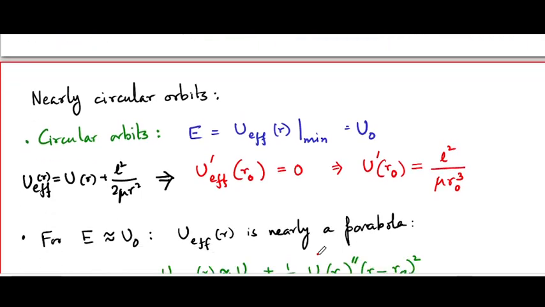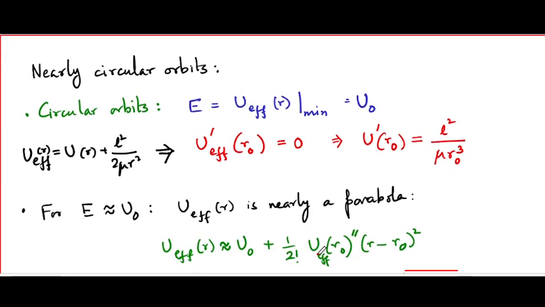Now, when E is very close to u0, slightly more actually, r stays close to r0 and you can effectively change the effective potential to a quadratic function, essentially doing a Taylor expansion.